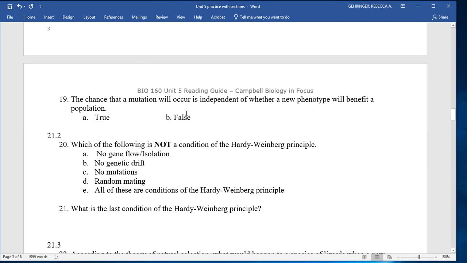So, number 19 then: the chance that a mutation will occur is independent of whether a new phenotype will benefit a population. True or false? So, do mutations occur to meet the needs of a particular population? No, mutations don't occur to meet the needs of a population. So it says the chance that a mutation will occur is independent of whether a new phenotype will benefit a population. That's actually true, right? Because that statement's saying it doesn't matter if it benefits or harms the population. The chance of the mutation occurring is totally separate from whether it's good for that population or bad for a population. So 19 is true, but 19 is a little awkwardly worded.